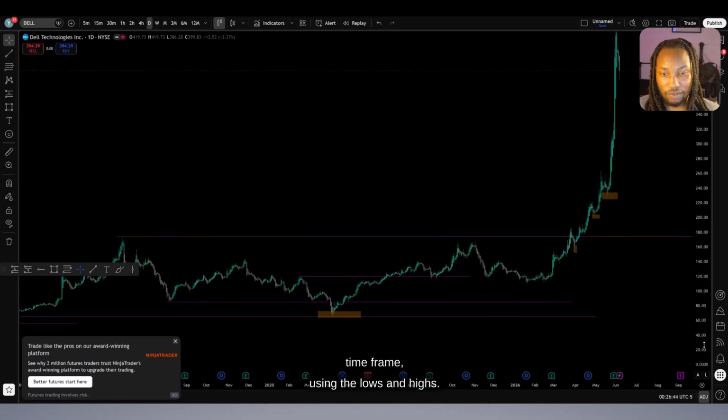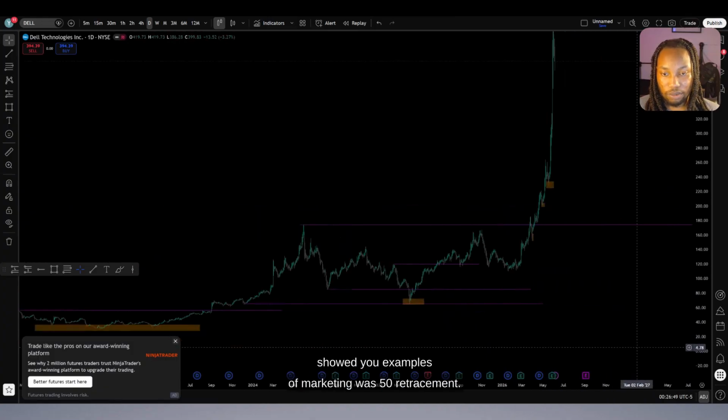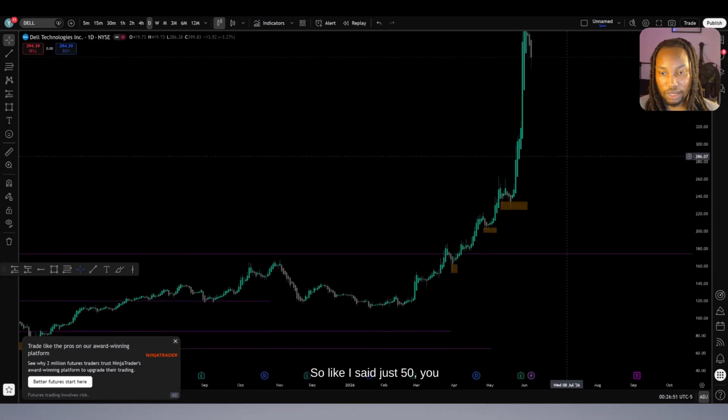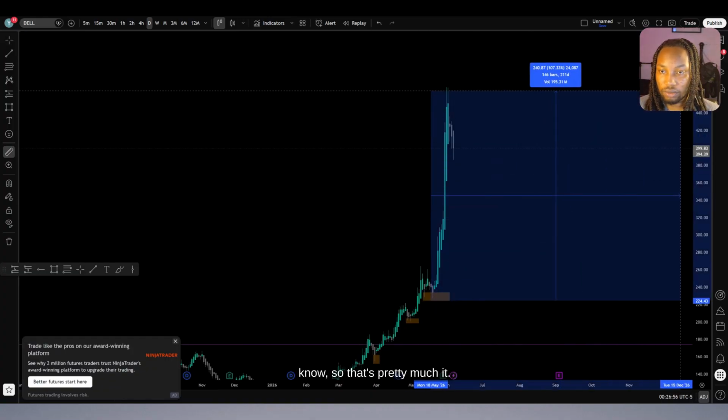Like I said, using the daily time frame, using the lows and the highs. As you guys can see, I've shown you examples of the market's 50% retracement. So like I said, just 50%. So that's pretty much it.